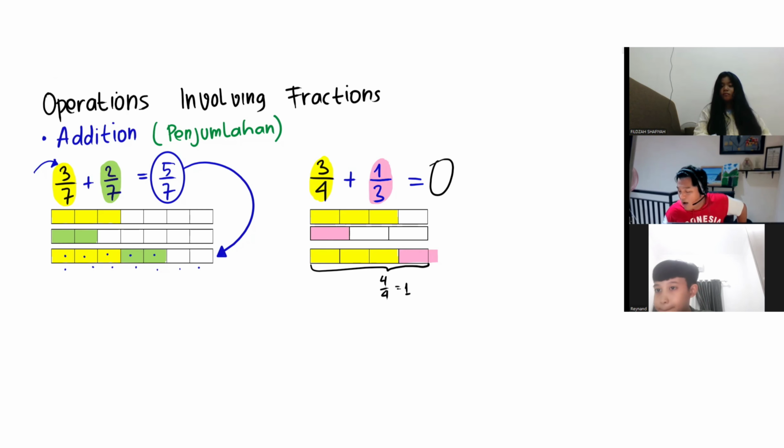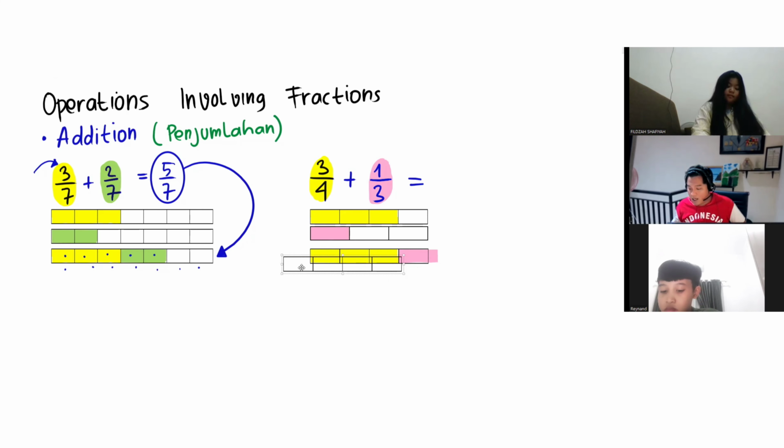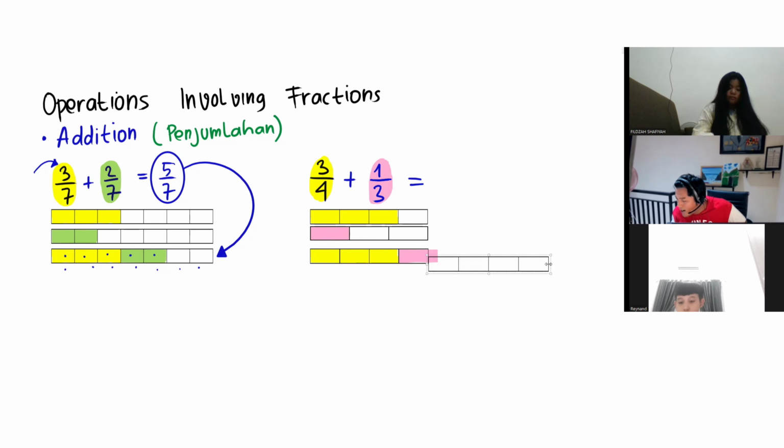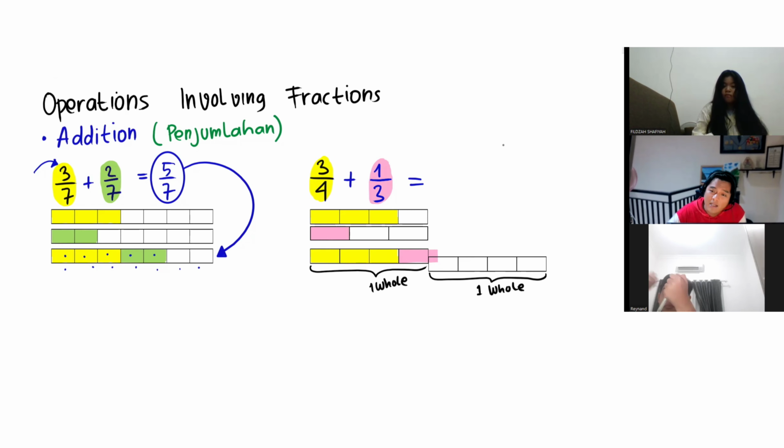So my question to you, how do we state this as a fraction? Since we mentioned that it's actually greater than 1, I'm going to put it here. This is another whole, you guys. Cheetah and Renan, take a look at this. This is the first whole, right? The first whole, and this is the second whole, right? How do we determine the numerator and its denominator? I'm going to show you.